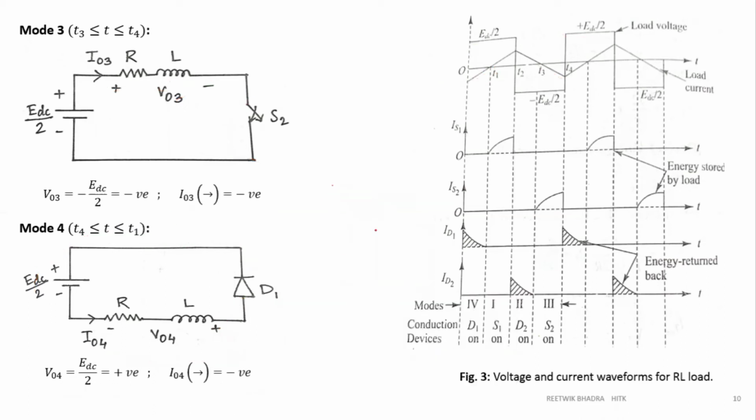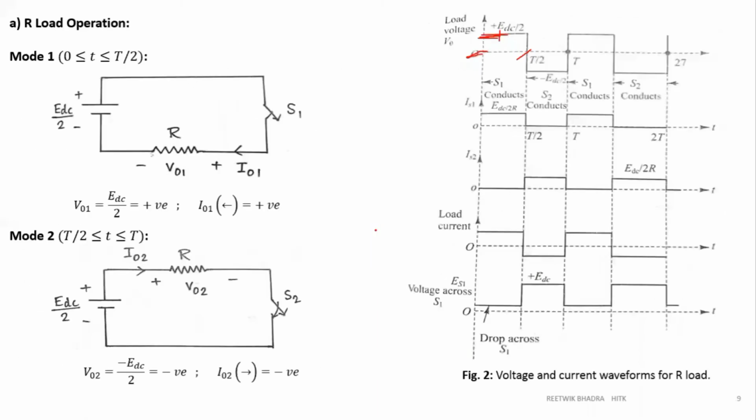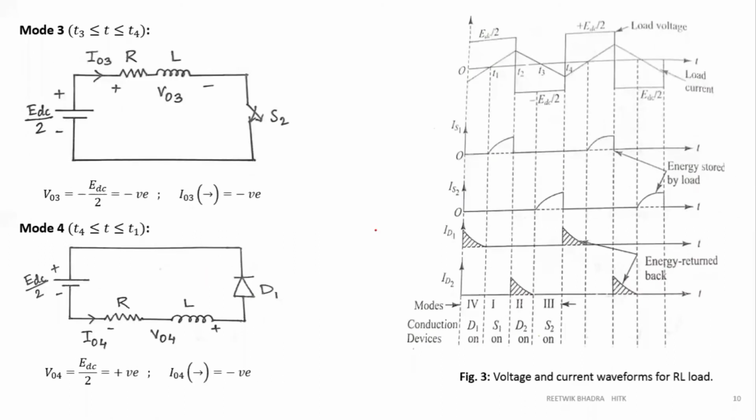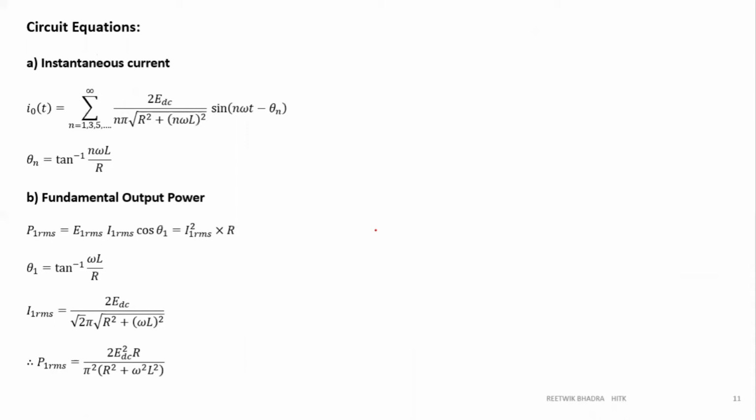Operation of R and RL load. Because tomorrow I'll be taking the full converter, I'll do it very fast, because I think if you understand this one, that will be very easy for you. For R load, there will be two modes of operation, because there is no use of diode, as there is no need to discharge. For RL load, there is the case of discharging, so it will charge through the switch, then discharge through the diode, again charge through the switch, then discharge through the diode. These are 4 modes for RL load, 2 modes for R load.